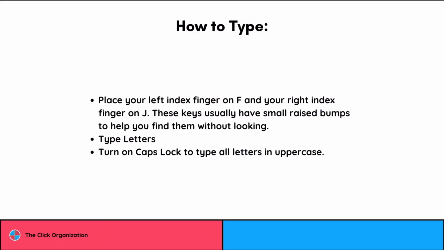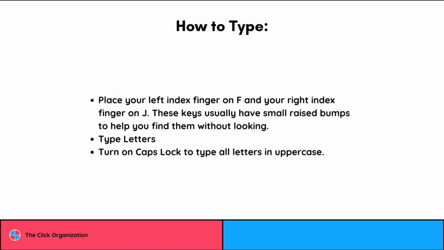How to type? Place your left index finger, okay, on F, and place your right index finger on J. These keys usually have small raised bumps to help you find them without looking. Type letters, okay? Go gently and then find the places of letters, type them, and turn on caps lock to type all letters in uppercase whenever you want it.